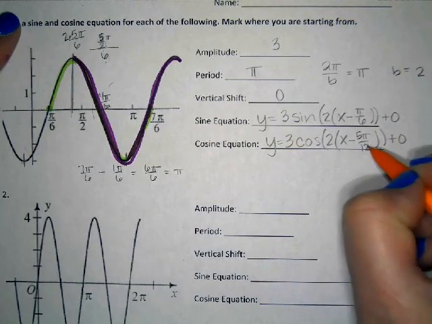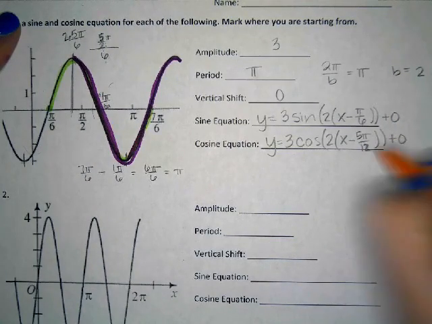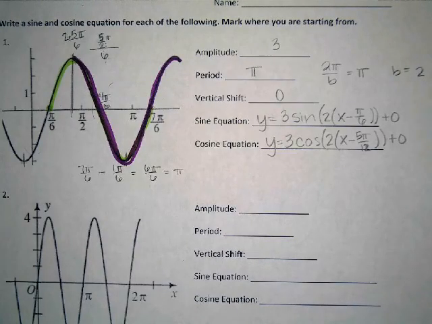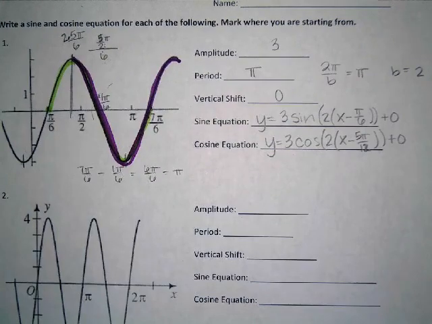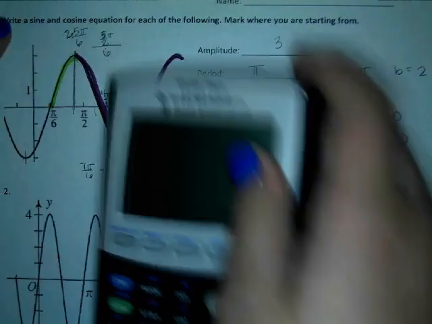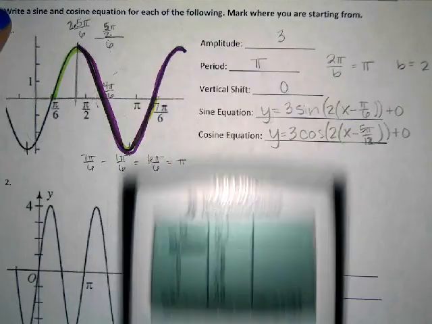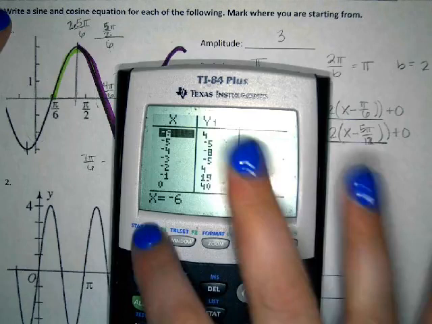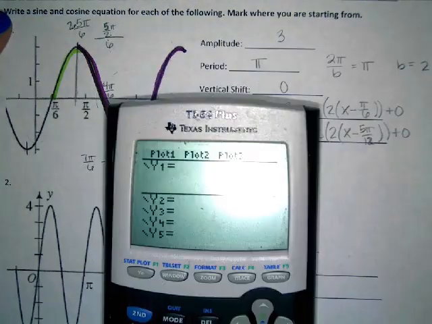Okay? Now today, if we want to check our answers, we have 2 options. We can check them in a graphing calculator, or we could check them on Desmos. I would be okay with you using Desmos if you prefer that. But let's all do this on the graphing calculator so we can see how to check these.